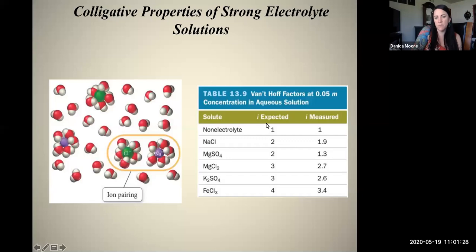I just want you to know the expected, which would be that if you have a non-electrolyte, aka something that's not going to dissociate, then the Van Hoff factor is just 1, right? So the concentration of the solution is the concentration of the particles. But the Van Hoff factor for any ionic solid will just be equal to the number of ions that are formed from that ionic solid dissolving. Does that make sense?